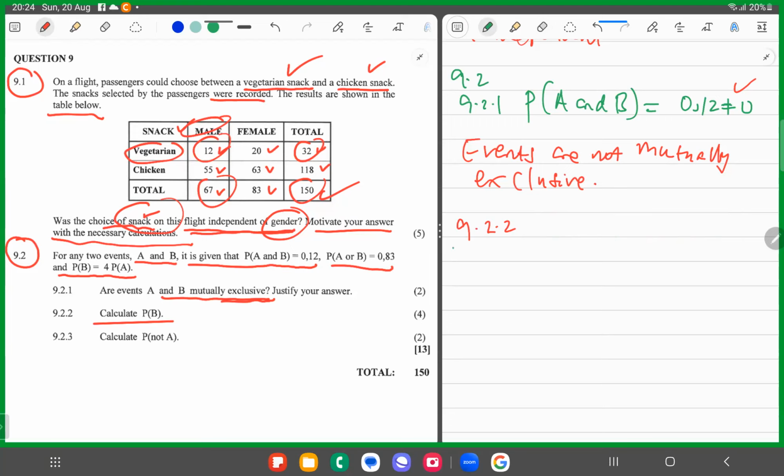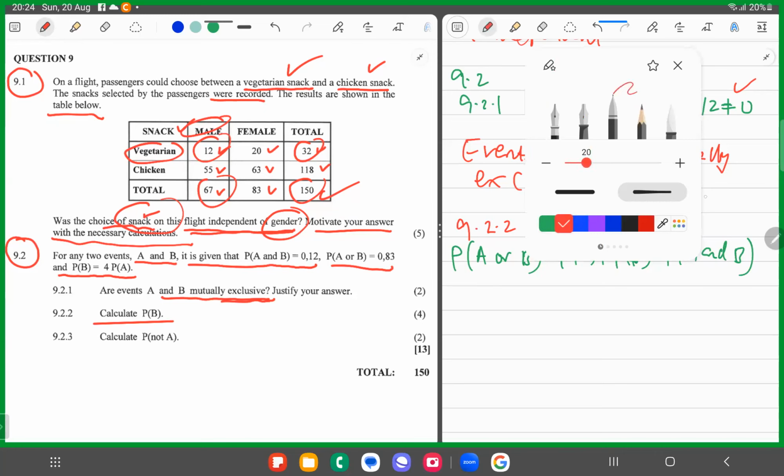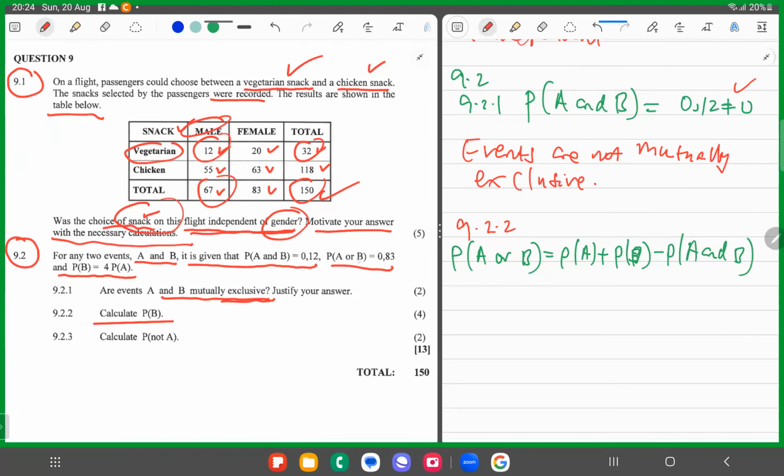So for 9.2.2, the probability of A or B equals the probability of A plus the probability of B minus the probability of A and B. What is the probability of A or B? It is 0.83, they've given it to us. What is the probability of A? That one you leave like that.